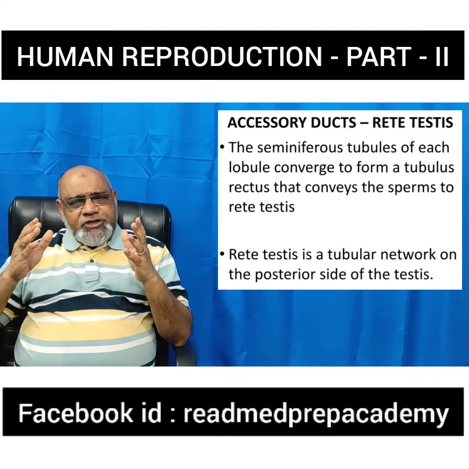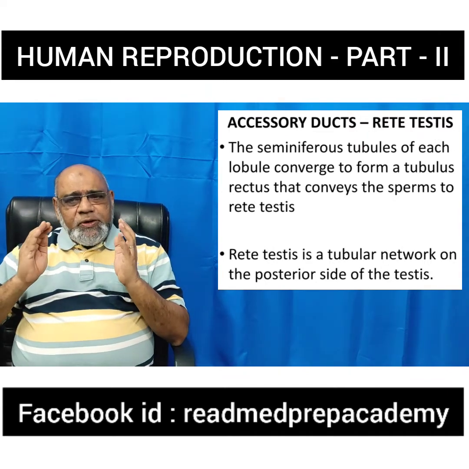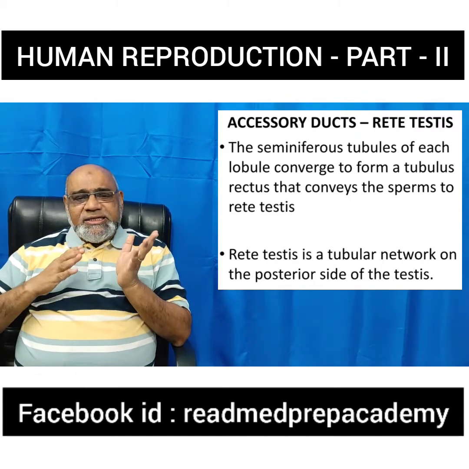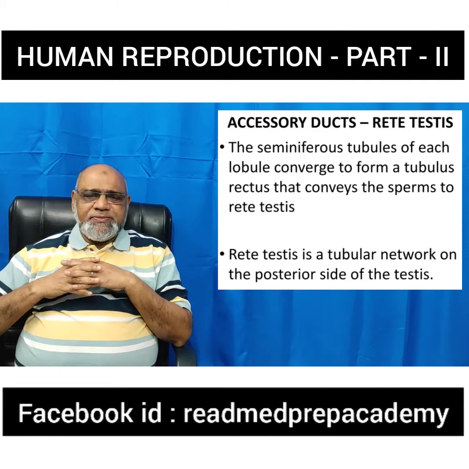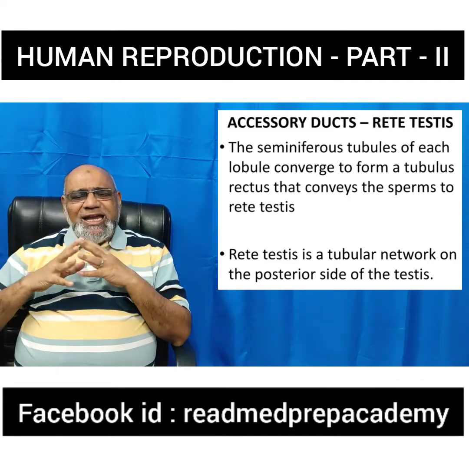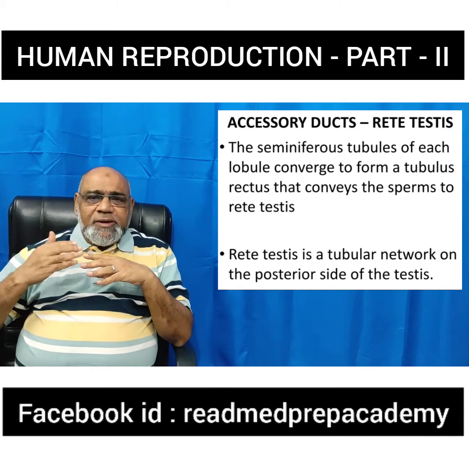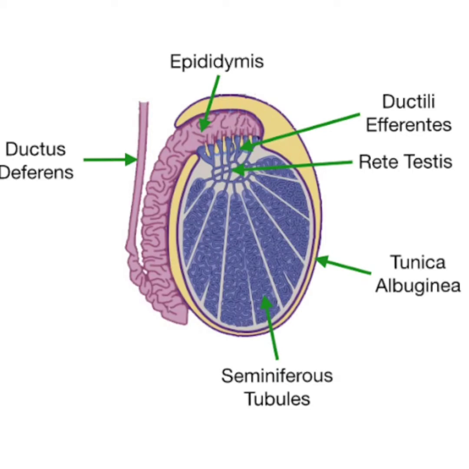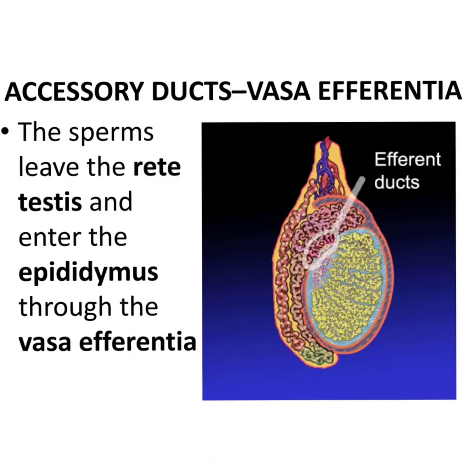The seminiferous tubules of each lobule converge to form a tubulus rectus. This conveys the sperms to the rete testis. The rete testis is a tubular network present on the posterior side of the testis. They convey the sperms to the ductuli efferentes or the vasa efferentia. The sperms that leave the rete testis enter the epididymis through the vasa efferentia.